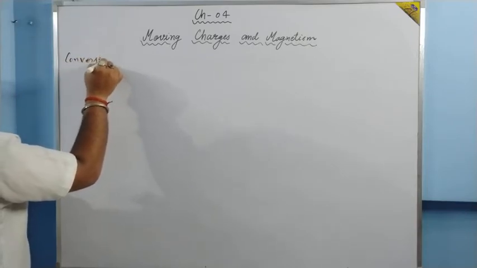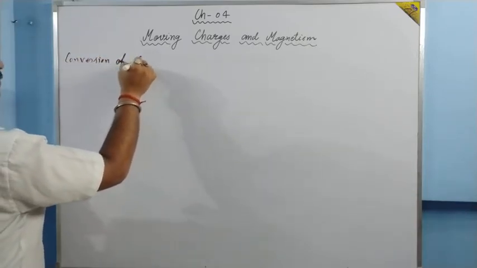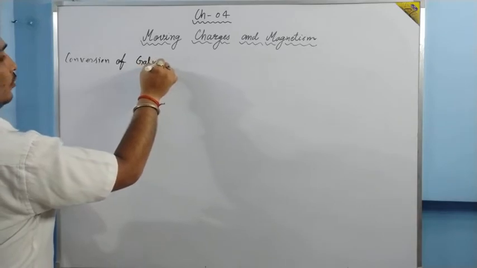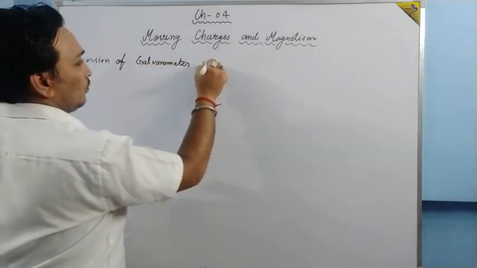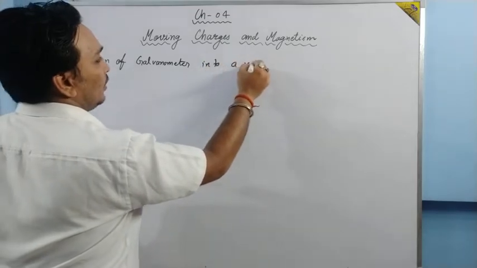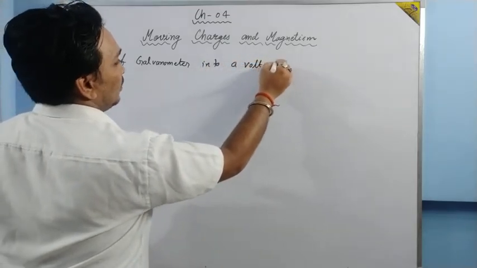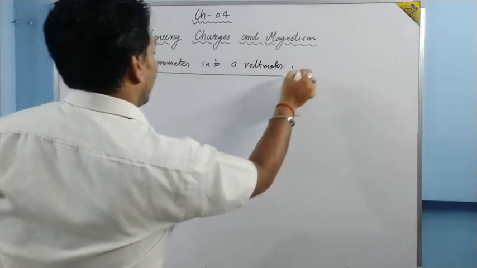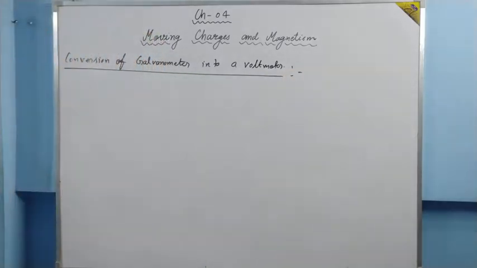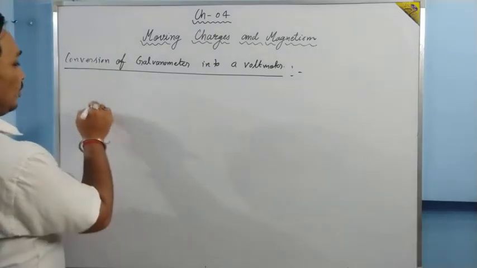Conversion of galvanometer into a voltmeter. What does a voltmeter do? Voltmeter measures the potential difference, right? Now what is the important point about voltmeter?